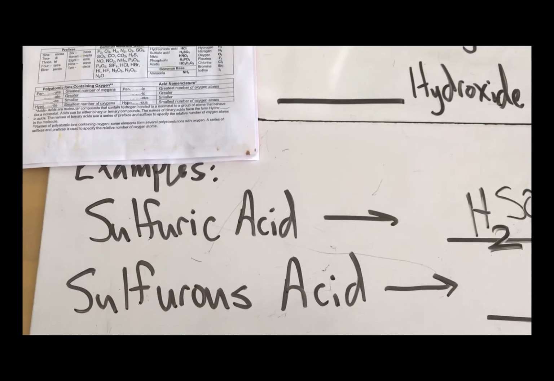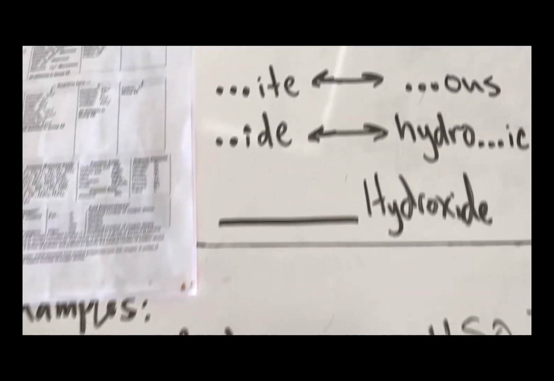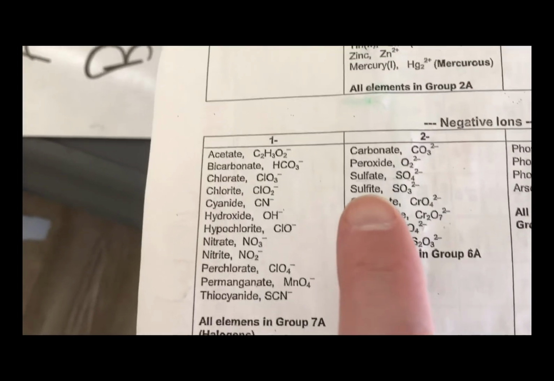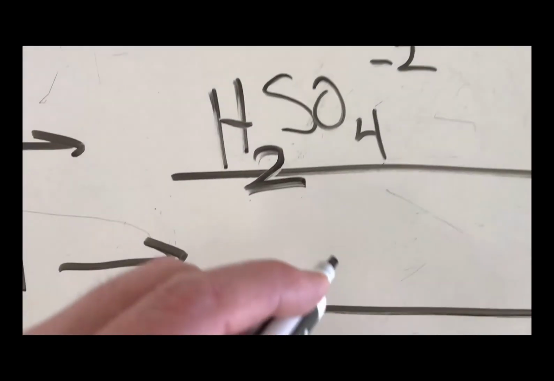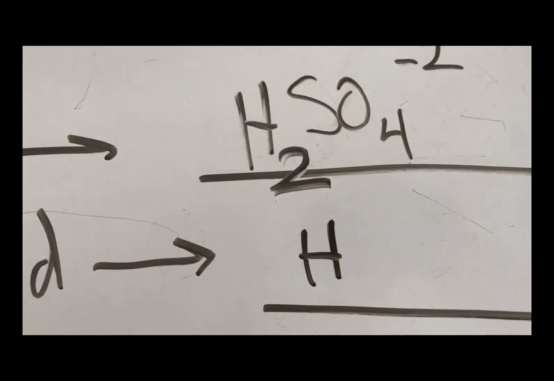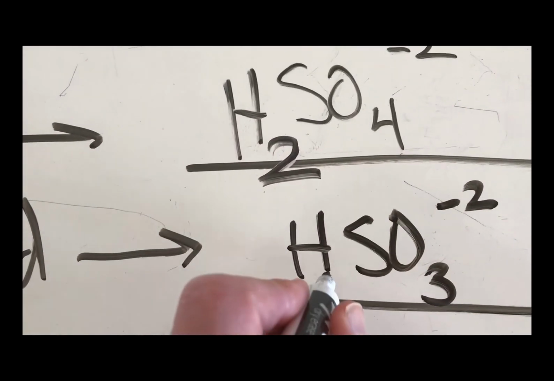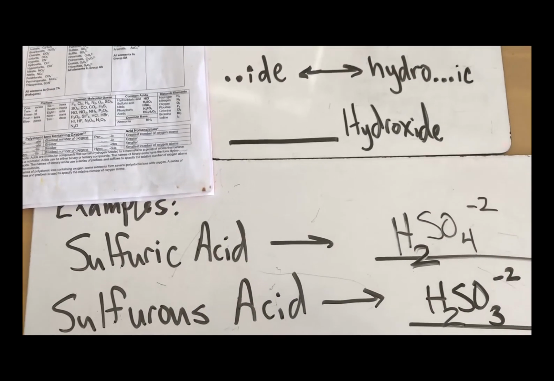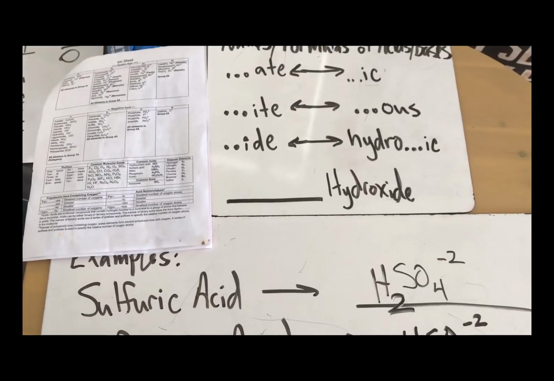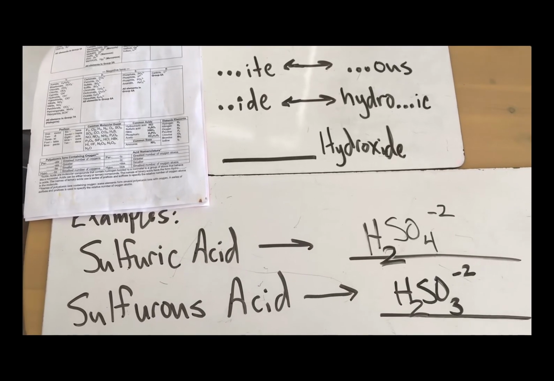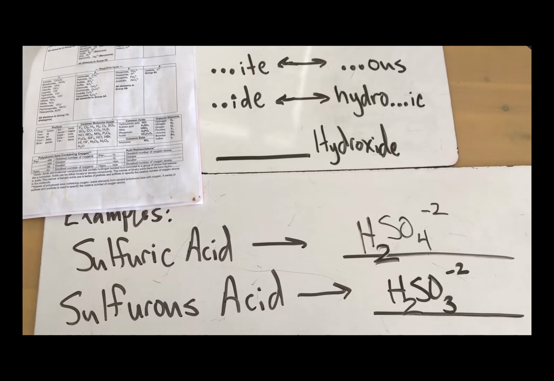If I have sulfurous acid, ous reverses to ite, so I need to look at sulfite. That's SO3. It is H, because it's an acid so it starts with H, then SO3. It still has a negative 2 charge, so this 2 comes down here. So it's H2SO3. Sulfuric acid is H2SO4. Ic is ate. H2SO3 is sulfurous acid.